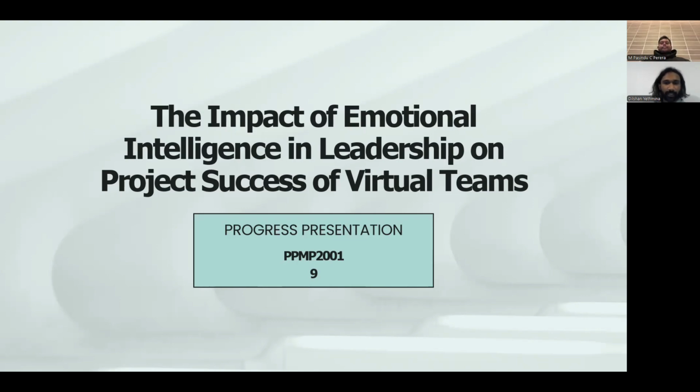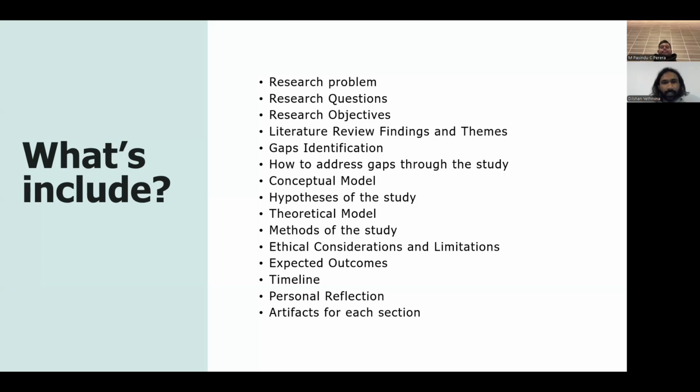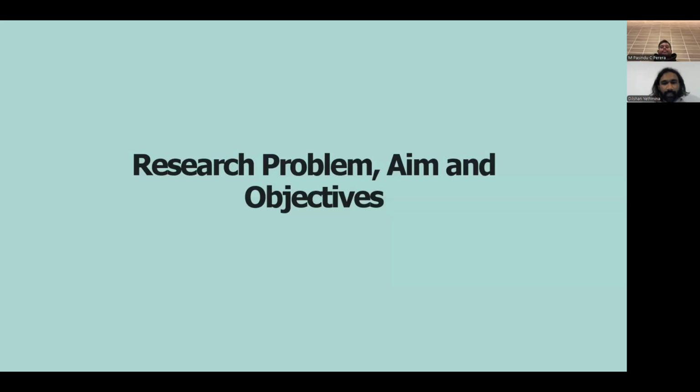The impact of emotional intelligence in leadership on project success in virtual teams. This research is part of our work for unit PPMP 20019. Moving on to the next slide: what's included? We will present the research problem, research question, research objectives, literature review findings and themes, and so on. Moving on to the next slide, let's discuss how the research problem, objective, and question have developed and what they are.